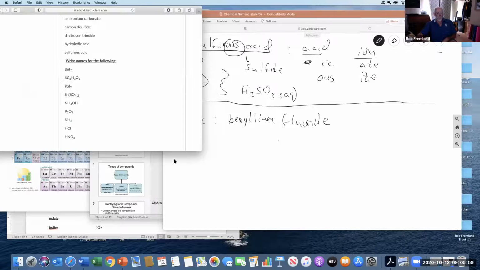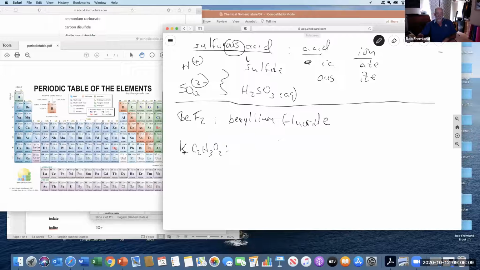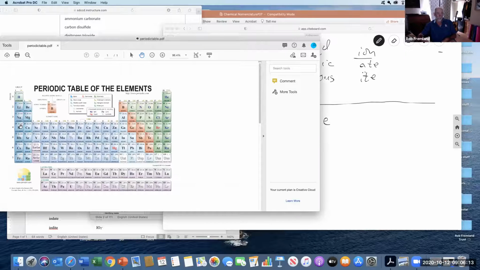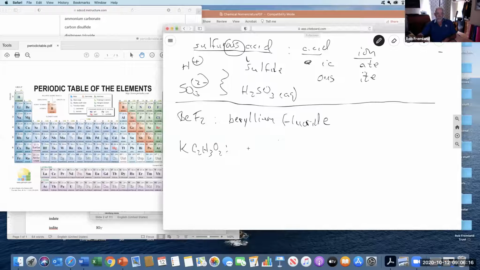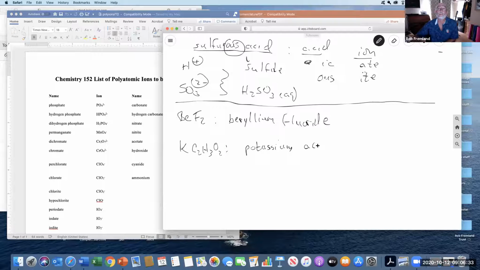All right. The next one, KC2H3O2. Again, you look at the periodic table. It's obviously ionic because it has a metal and a polyatomic ion. So we go K. What's K? K is potassium. Acetate is a polyatomic ion. Mark out there. Sorry about that. Acetate is a polyatomic ion. So we just call it acetate.